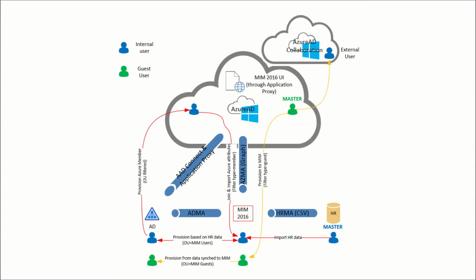Then a couple of words about the environment itself. We have two AzureAD tenants. First one is used as a synchronization target, and the second one is used as a collaboration partner. On the on-premise side, we have three servers. First one is Active Directory Domain Controller. The second one is Identity Manager as a single server setup. And the third one is AzureAD Connect.